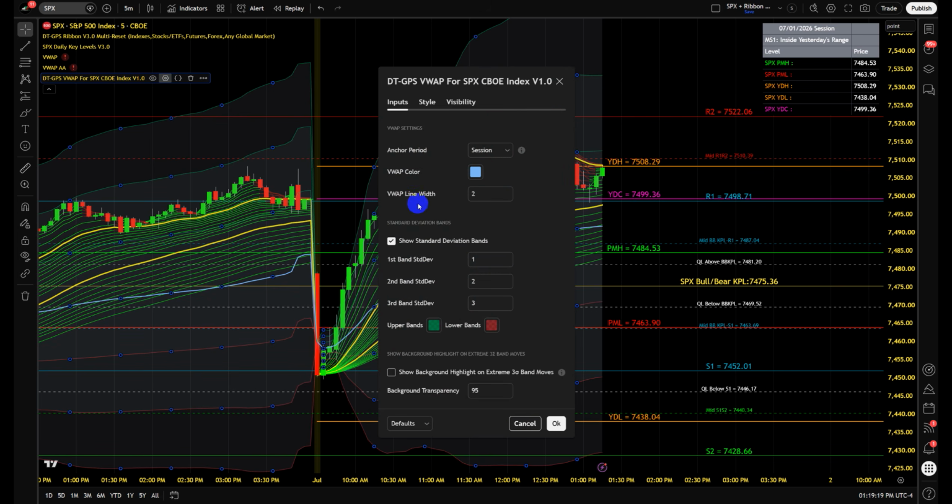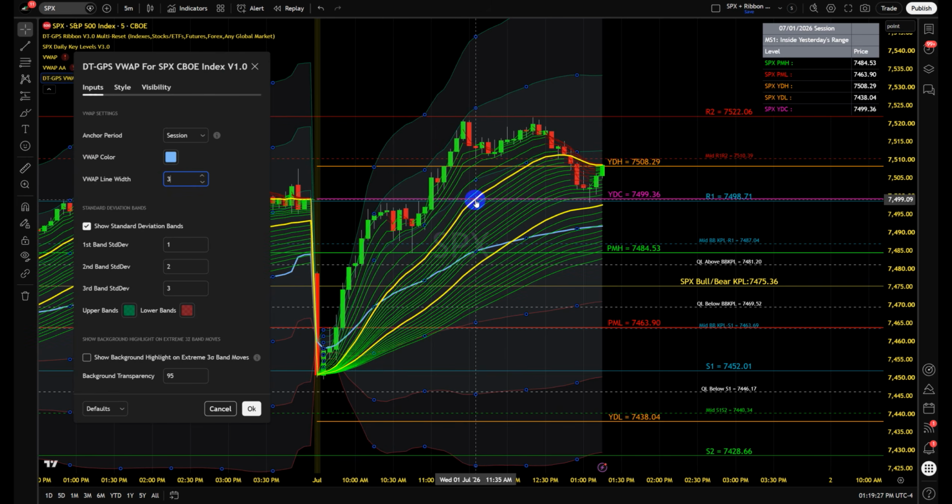Now you can go in here, you can change, for example, the line width on the VWAP, you can change the color. The reason it's blue to start out with is you don't want it to be the same color as the thick yellow bands in the ribbon.